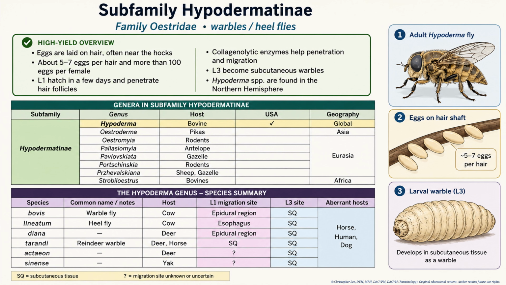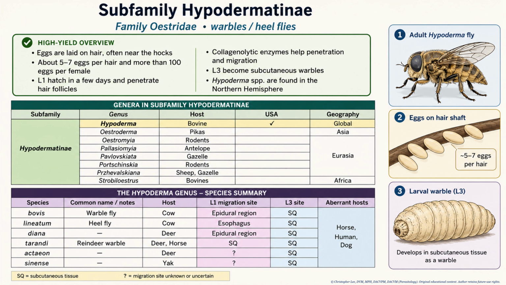The path from skin entry to subcutaneous warble is not random. In cattle, Hypoderma lineatum larvae migrate to tissues near the esophagus, while Hypoderma bovis larvae migrate to the region of the vertebral canal and epidural fat before eventually moving back and forming subcutaneous warbles. This is the reason why knowing parasite patterns matters so much.